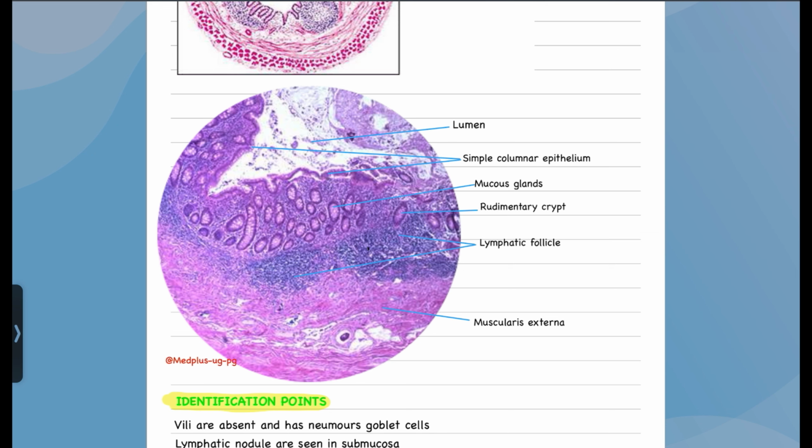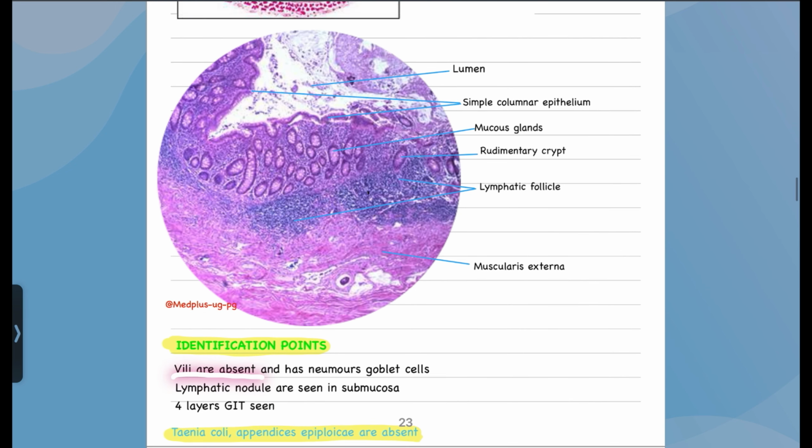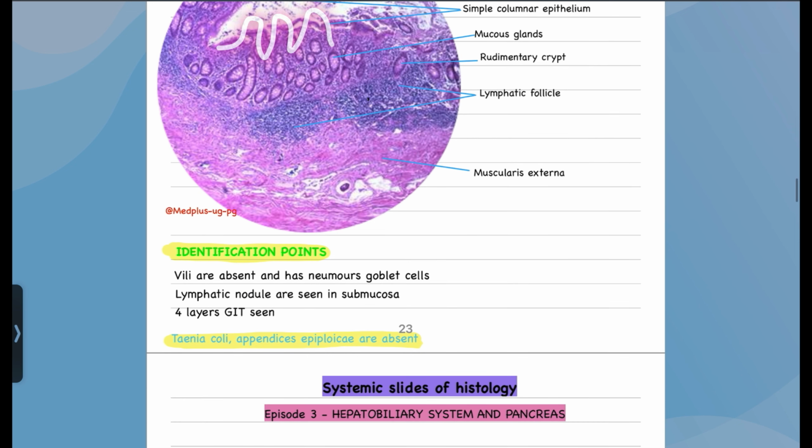So the main identification point is goblet cells, which will appear as white colored dots, and the rest will be similar. Identification points: villi will be absent. As we can see, there are not many projections, so villi will be absent and it has numerous goblet cells, and lymphatic nodules are seen in the submucosa, and we have 4 layers of the GIT.